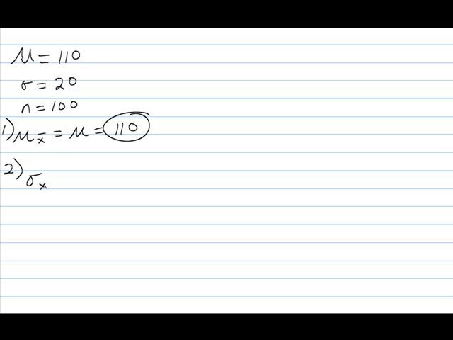The standard deviation of x-bar is always equal to the standard deviation divided by the square root of n. So you have a little more work to do here. The standard deviation here we just said was 20. We're dealing with a sample size of 100. So 20 over square root of 100, or 20 over 10, just gives us 2. So the mean for the sampling distribution of x-bar is 110. The standard deviation for the sampling distribution is 2.